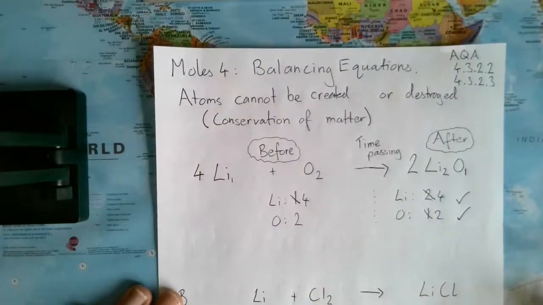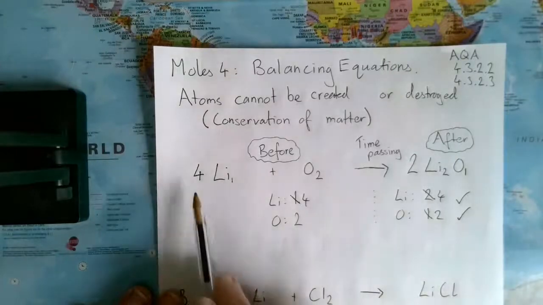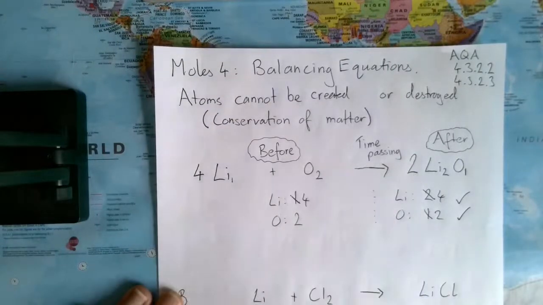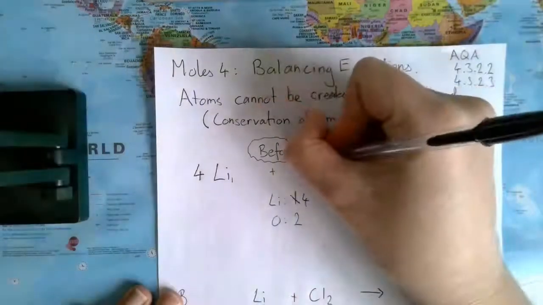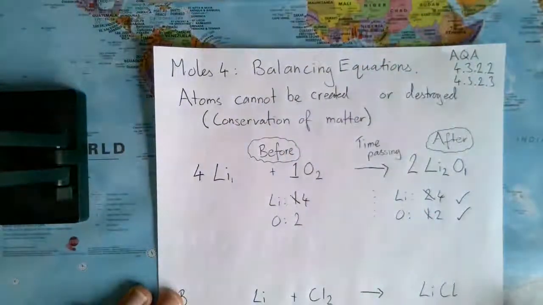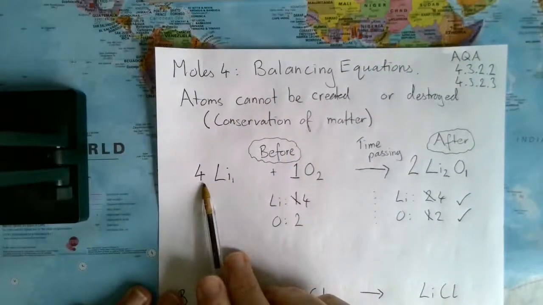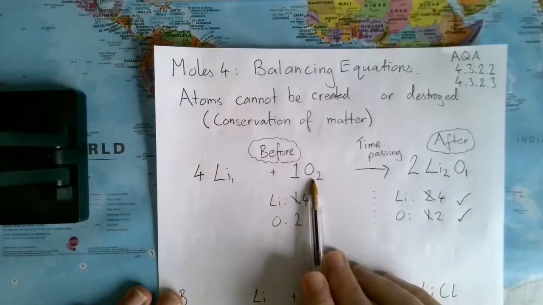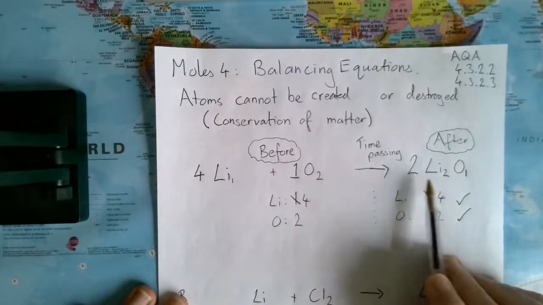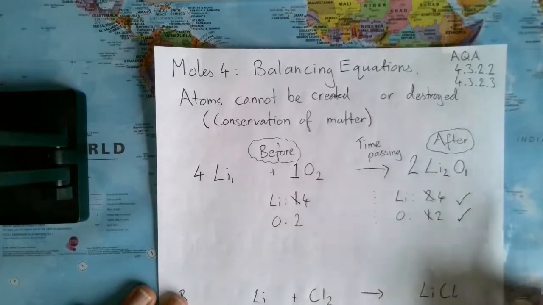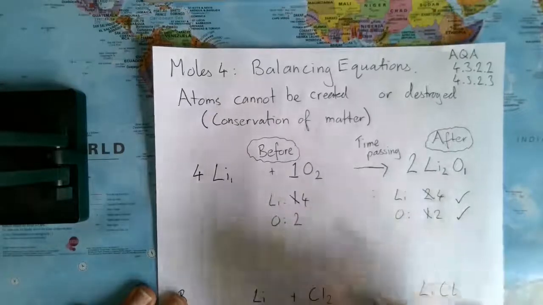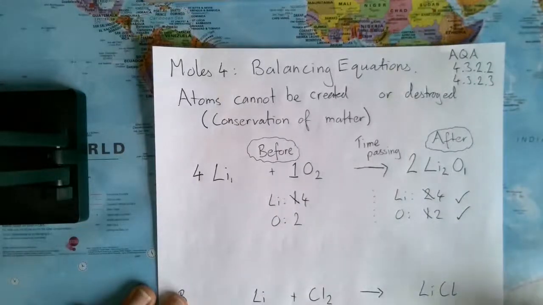So what's this got to do with moles? Well, simply put, the big number tells you how many moles, and if there isn't one, then it means 1. So 4 moles of lithium react with 1 mole of O2, and that will make you 2 moles of Li2O. And again, the 1s are just there to show that that's what it is. It doesn't get written down, you don't need to have it.